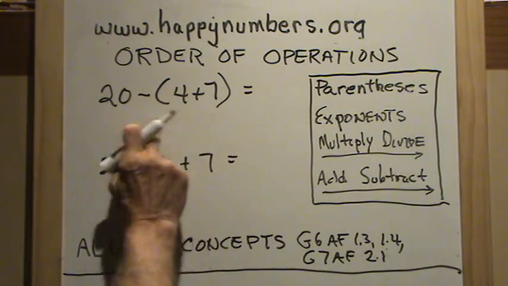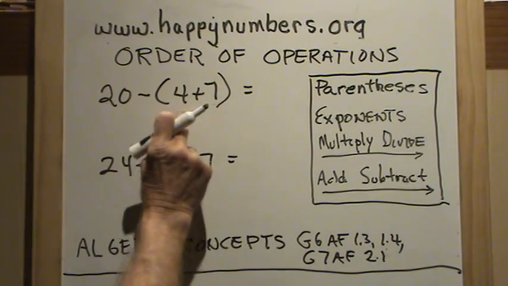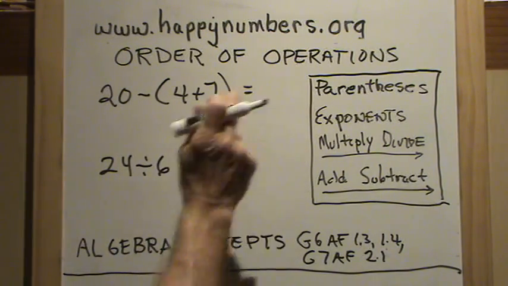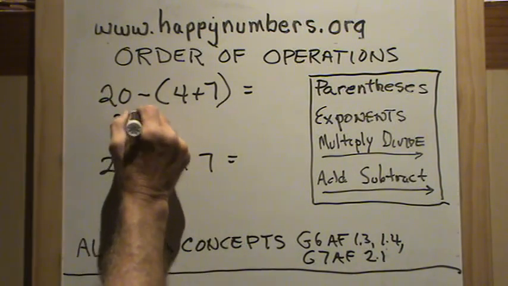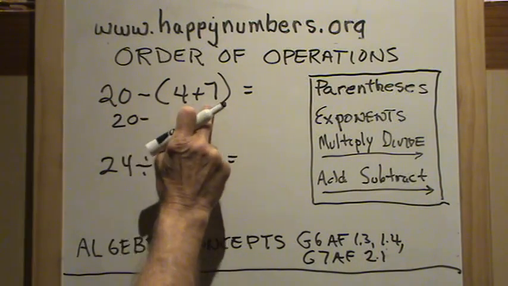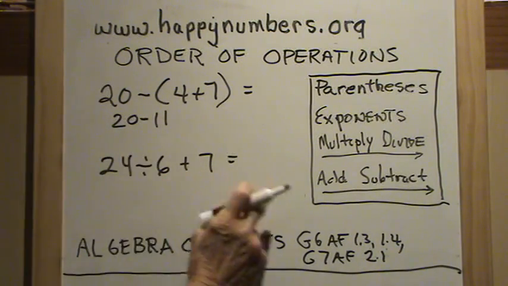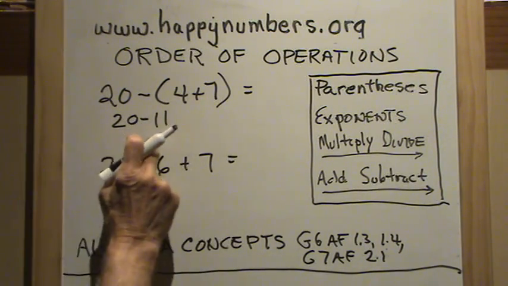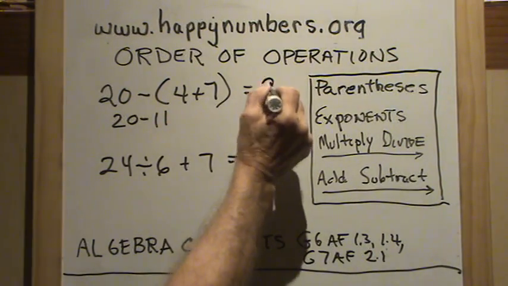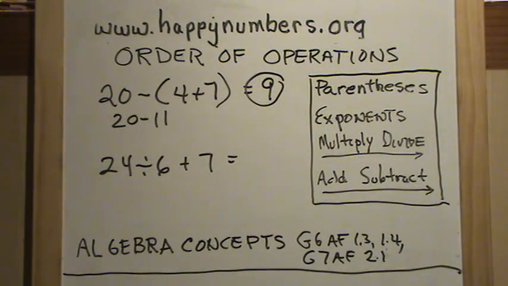Well, let's work it out here. Well, we have a parenthesis, so we have to do that first. So it'll be 20 minus, now 4 plus 7 is 11. And we don't have anything else, we just have subtraction, so we do the subtraction. 20 minus 11 is equal to 9. So that should be our answer.